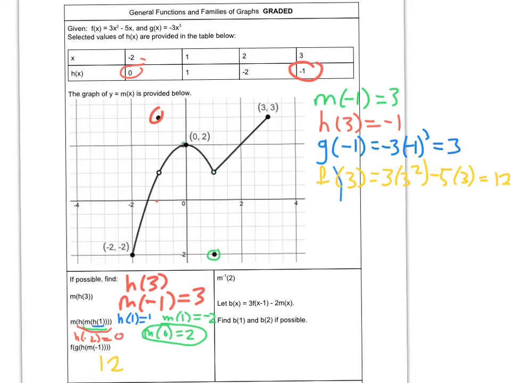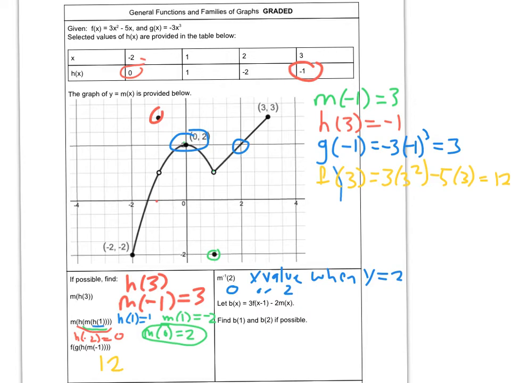That was the bell. M inverse of 2. So what this is really asking us to do is to find an x value when y is equal to 2. And if I'm finding m inverse of 2, there are a couple possibilities for that. That could be 0, or it could be 2. Inverses ask us to find that value going backwards.